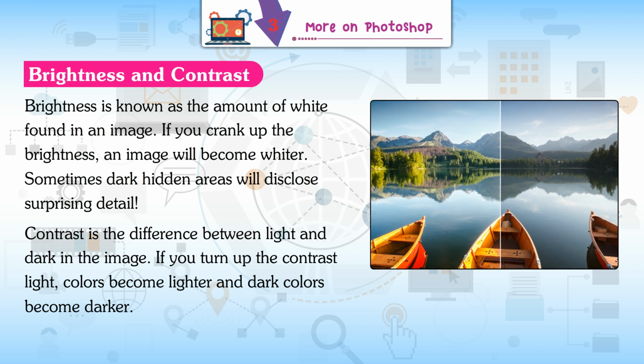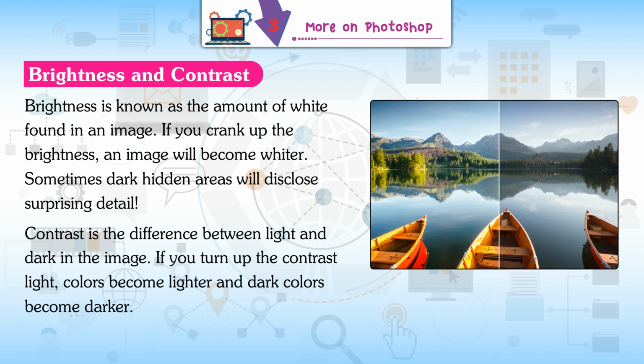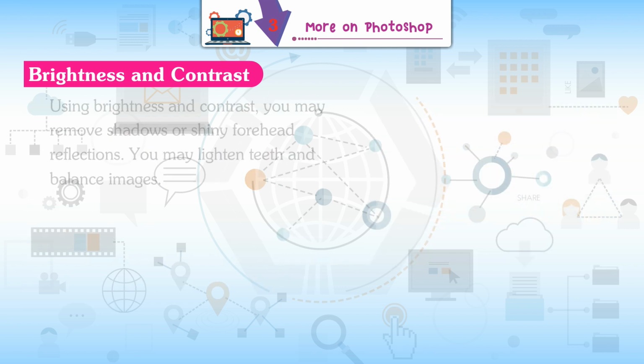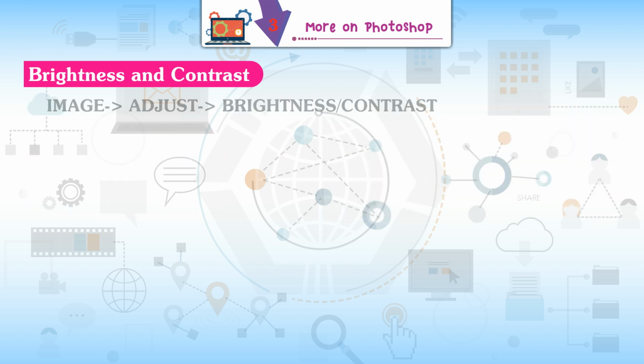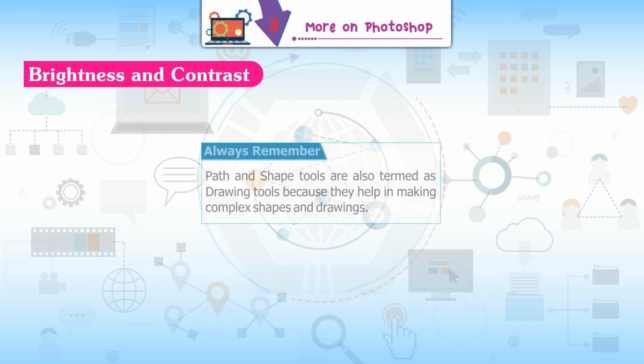Contrast is the difference between light and dark in the image. If you turn up the contrast, light colors become lighter and dark colors become darker. Using brightness and contrast, you may remove shadows or shiny forehead reflections. You may lighten teeth and balance images. To use brightness or contrast: Image, Adjust, Brightness or Contrast. Try to make the dark part of the green boat lighter.